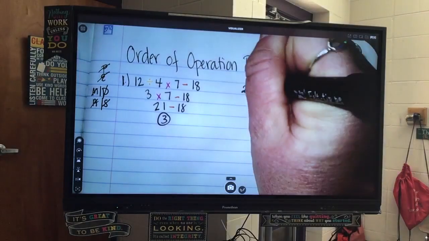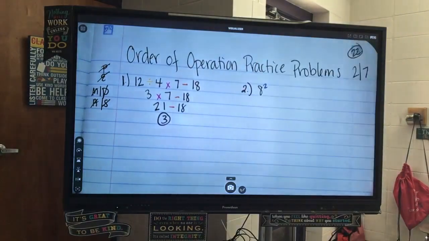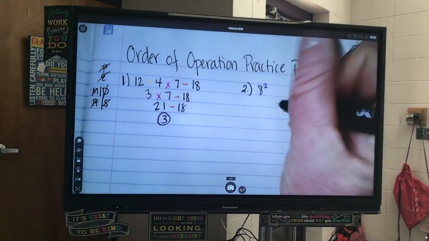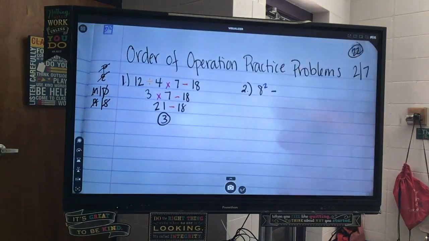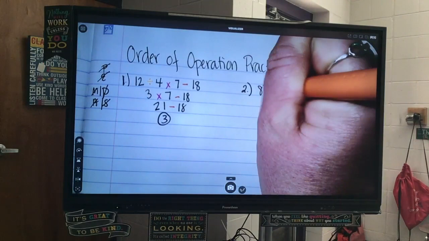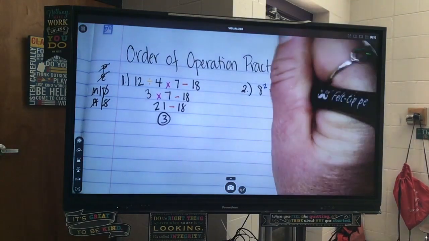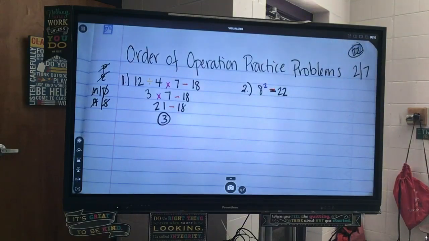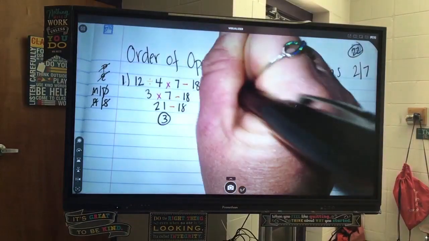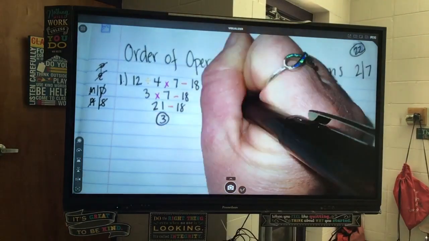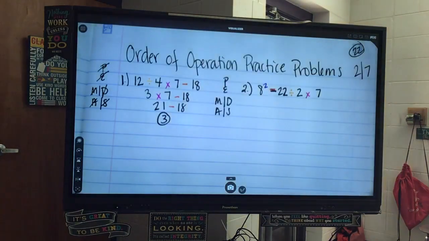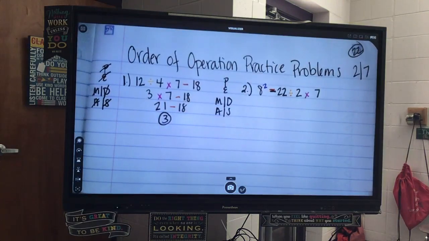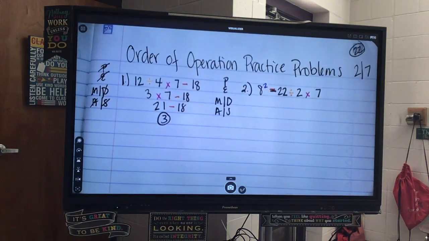So we have 8 squared minus 22 divided by 2 times 7. Sorry, that's supposed to be orange. And then next to your problem, do the PEMDAS. That is not an equal sign, that is a subtraction, sorry. I just wrote the wrong color.